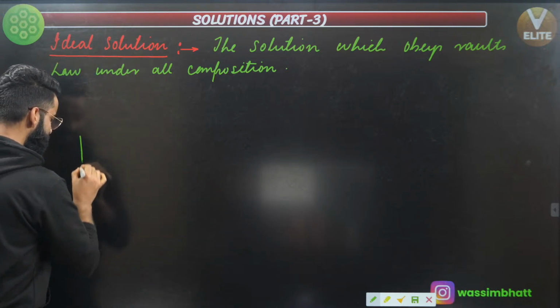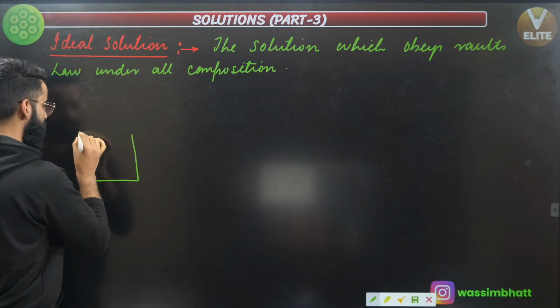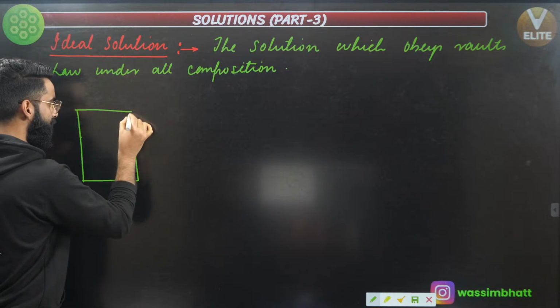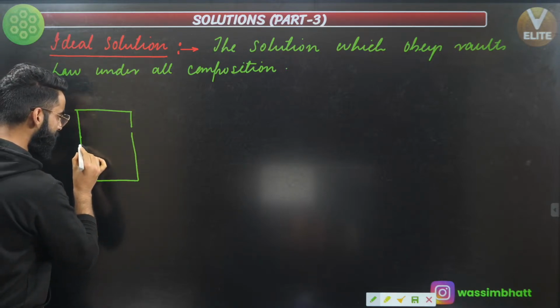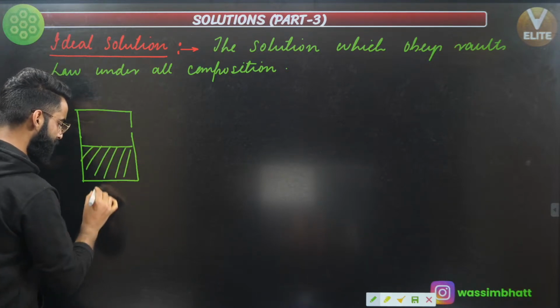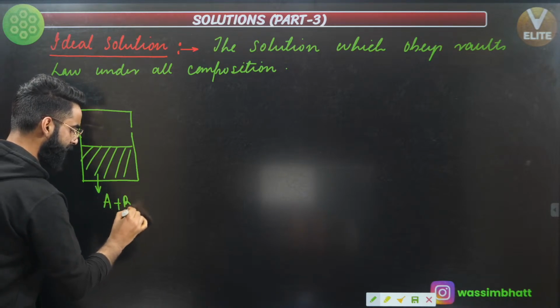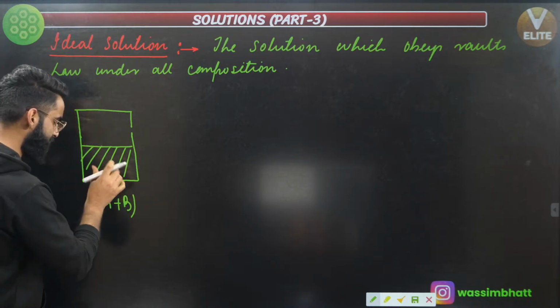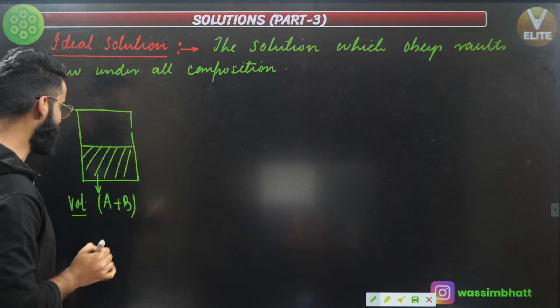For example, I'm taking a container right here. This is the container which I'm taking. See, guys, what I'll be doing. This is the container which I took, and in this container, I'm keeping a solution which consists of volatile liquids A and B, right? I have got a solution in this container which contains volatile liquids A and B.